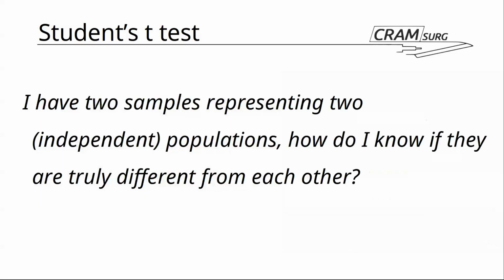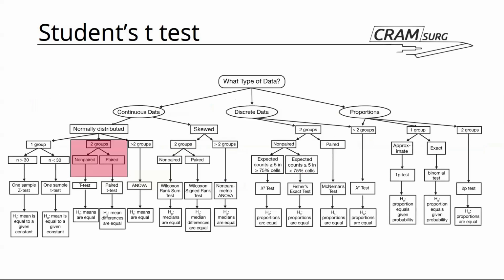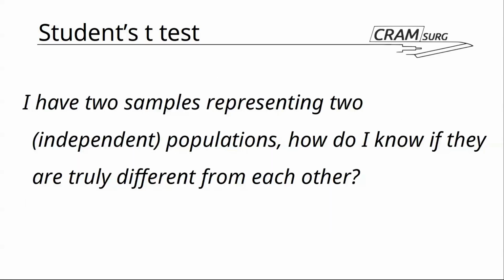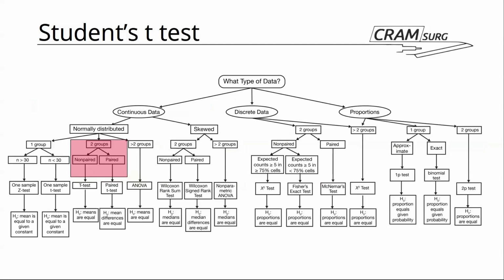To translate the problem about barley into something more generic, the problem Student was trying to sort out was: I have two samples representing two independent populations. How do I know if they're truly different from each other? As we said, this is roughly where we sit in this context. And I mentioned earlier we're going to talk about the non-paired t-test, because the samples we're talking about come from two different populations. And we'll have an example of that.